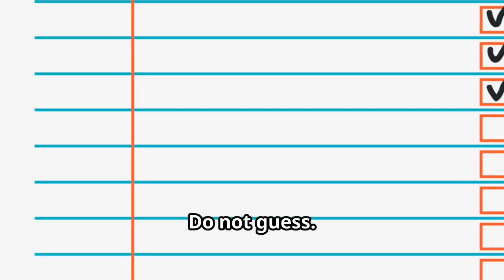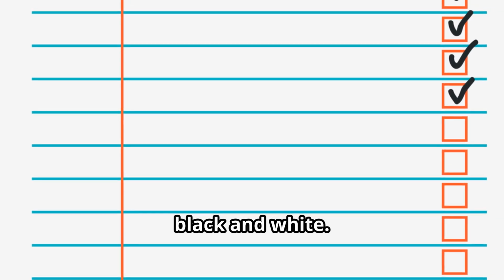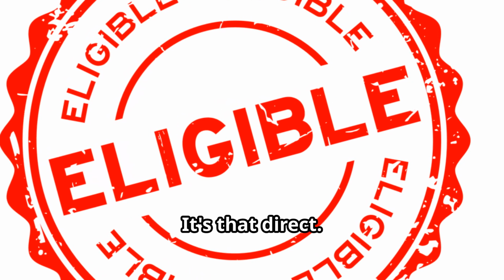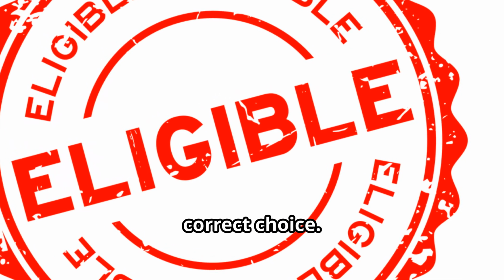Do not guess. Do not assume. The rules of the diversity visa lottery are very black and white. You either meet the requirements for chargeability or you don't. It's that direct. So take your time, understand the rules, and make the correct choice.